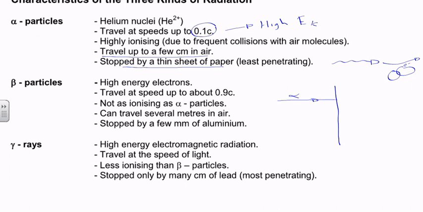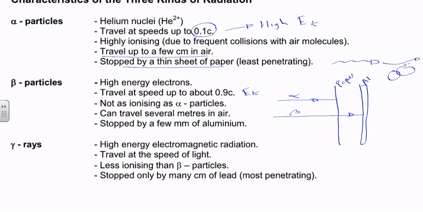Beta particles are high energy electrons. They're just electrons, but they have high kinetic energy because they're going so fast. They're not as ionizing as the alpha particles because they're small, not as charged, so they can get through more. They can travel several meters in air, and they're stopped by a few millimeters of aluminium. So we have paper here and aluminium, okay. Then the beta will go through the paper, but won't get through the aluminium.